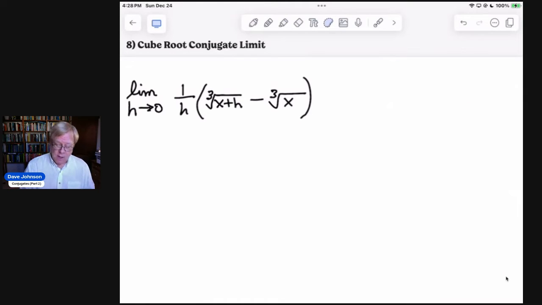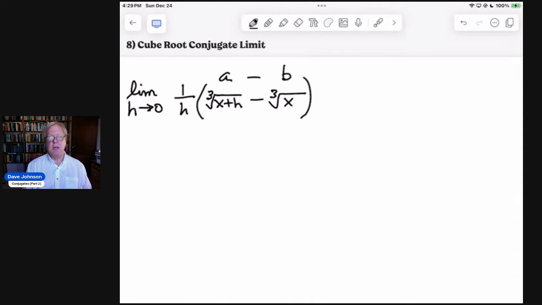So you might say, well, why not just do what we did with the square root conjugates, multiply top and bottom by a plus b, if we think of this as a minus b. And by the way, I should mention this is going to be indeterminate. If h is 0, then you have cube root of x minus cube root of x upstairs, so that's 0. And then downstairs, of course, h is 0, so 0 divided by 0. So we have to do some more algebra here. And that's why we're looking at this possibility of using a conjugate method.